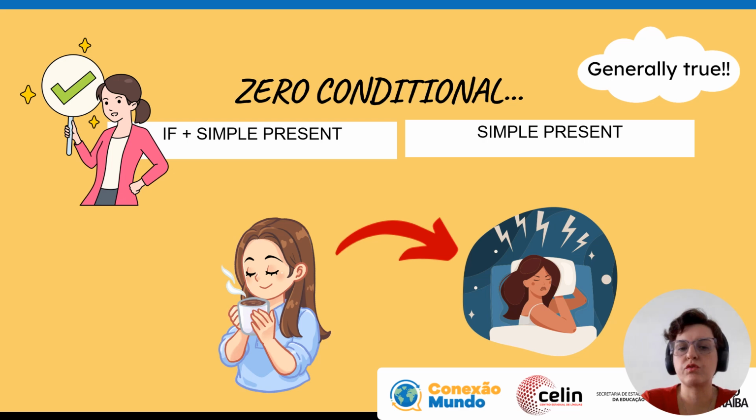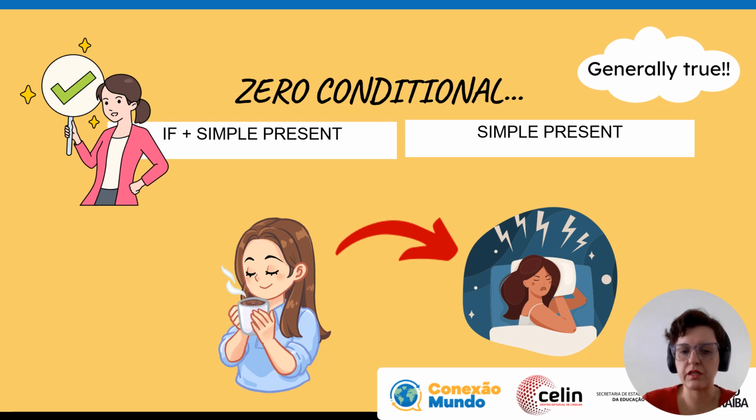These sentences are used to talk about facts, sentences that bring the truth. It's always true, okay? When you use a zero conditional sentence, you're going to inform something that is always true. It can be a scientific fact, it can be common knowledge, but it's always true, okay? The structure of the zero conditional is if plus simple present. Then in the second part of the sentence, we have the simple present.